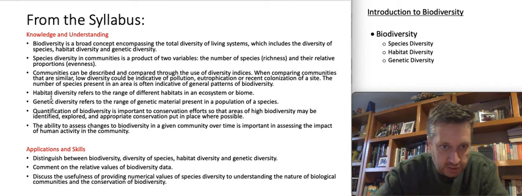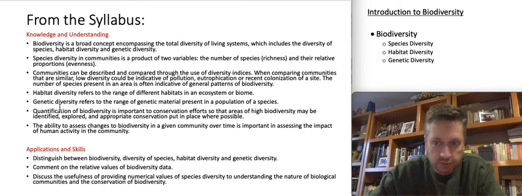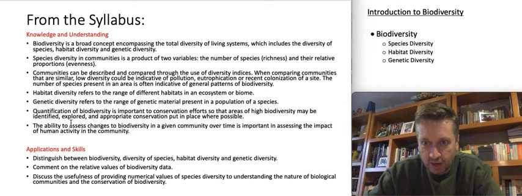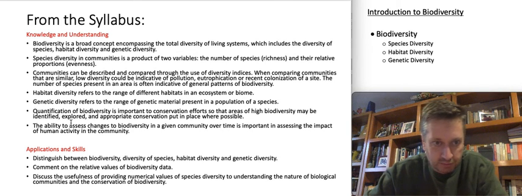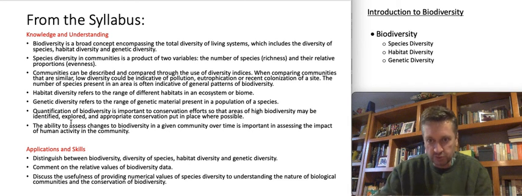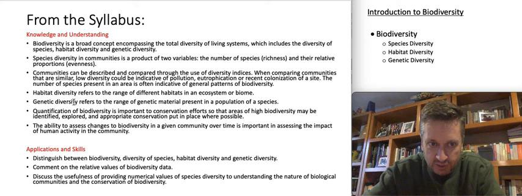Down here it says we need to talk about habitat diversity, which is another measure of biodiversity. Obviously that's just the distribution of different types of habitats within biomes. And then finally, something that we can't really measure at IB level, maybe university level, is the idea of genetic diversity. The diversity of genes within a gene pool. I'll talk about what that means, but it's not really something that we'll be measuring.